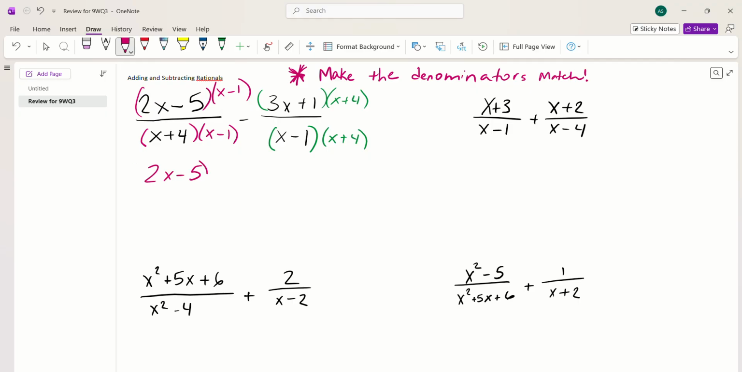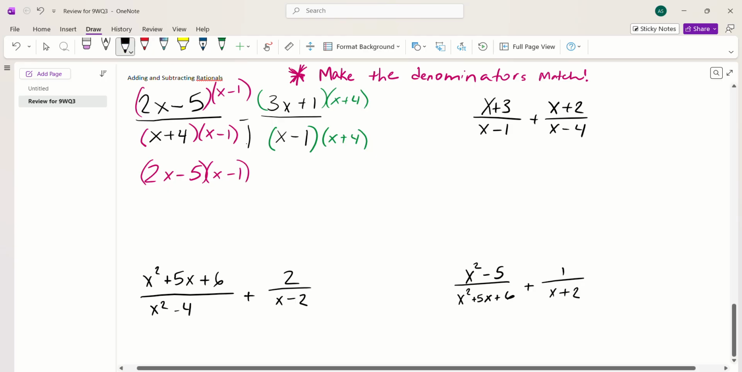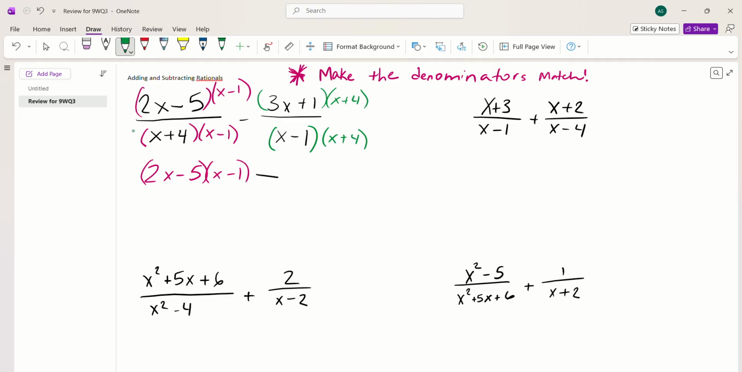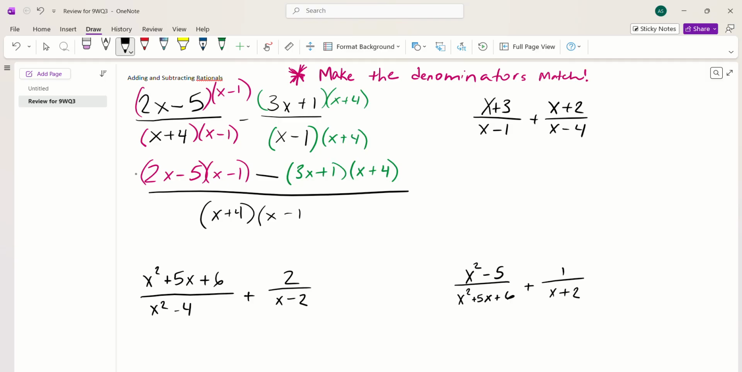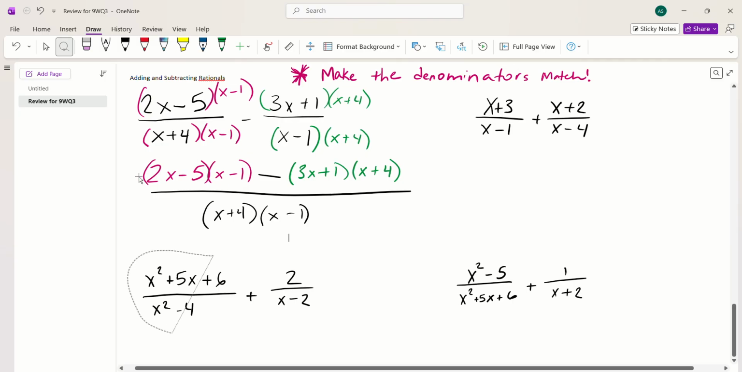2x minus 5 times x minus 1, minus, bring this negative sign down, minus 3x plus 1 over, or say x plus 1 times x plus 4, and it's going to share the same denominator now of x plus 4 and x minus 1. Looks like I'm going to have to move this stuff down.